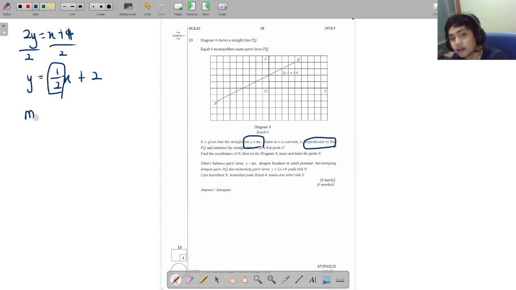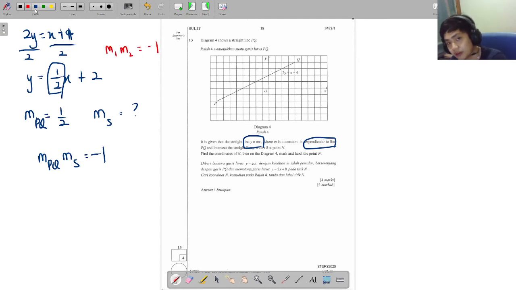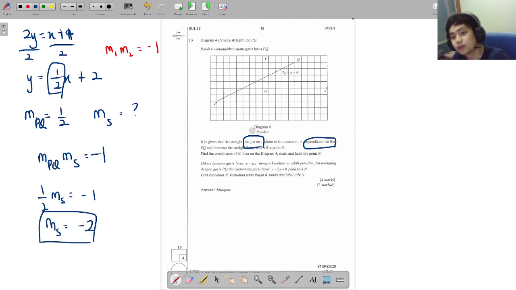So I can say the gradient of the line PQ, MPQ, is 1 over 2. And the gradient of the straight line, I'll just call this ms, equals, I don't know. But we know that because they are perpendicular, MPQ times ms equals -1. This is the formula, where m1 times m2 equals -1. So MPQ is half, ms is unknown, and the product is -1. So we can solve for the gradient of the straight line, and we get -2. Since we know the gradient, the line's equation is y equals -2x.